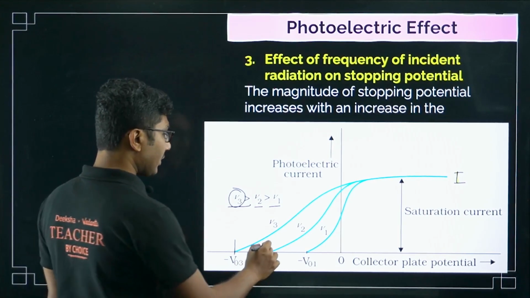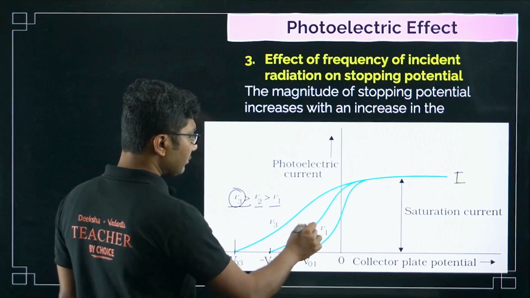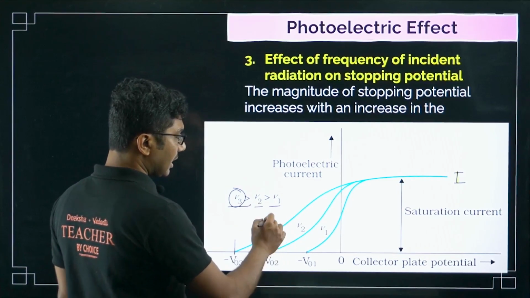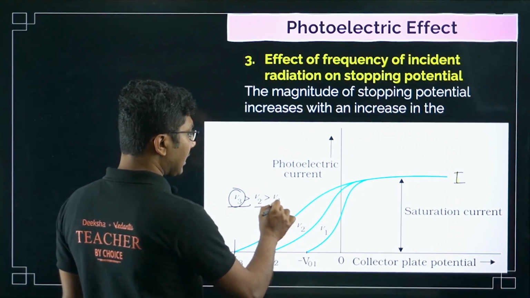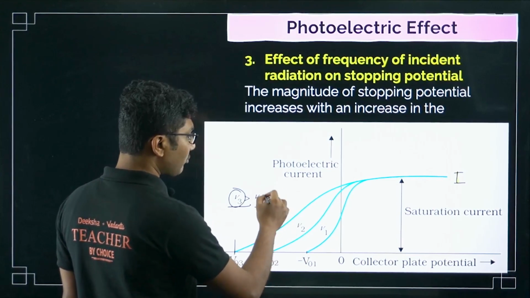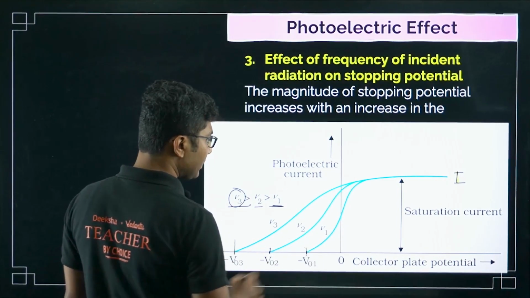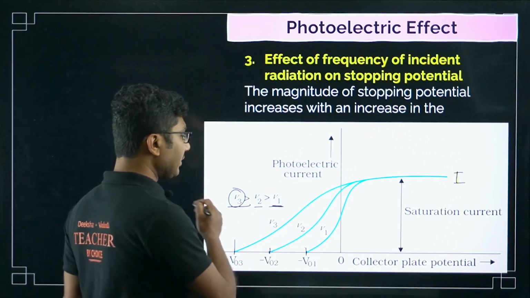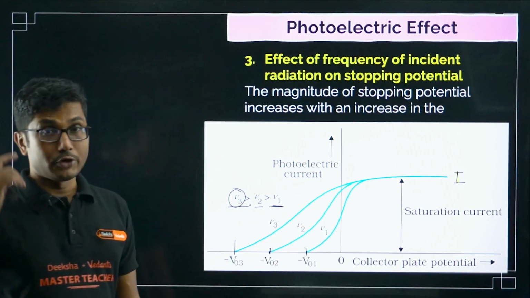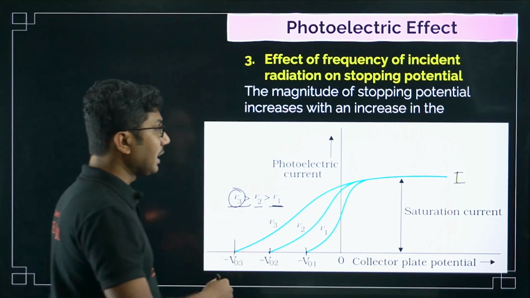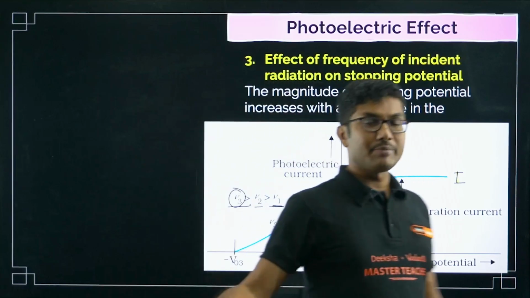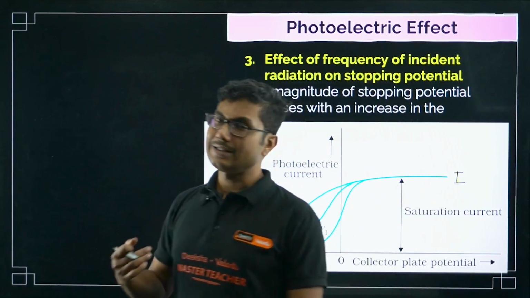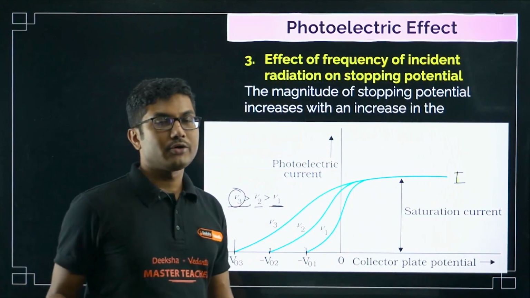Okay, similarly, as you can see, nu 2 is in between, so the cutoff potential is also in between, and nu 1 is the smallest value, which means this is the smallest cutoff frequency. So as you increase the frequency, the cutoff voltage also increases. But the saturation current remains the same, that only depends on intensity. Saturation current does not depend on frequency.